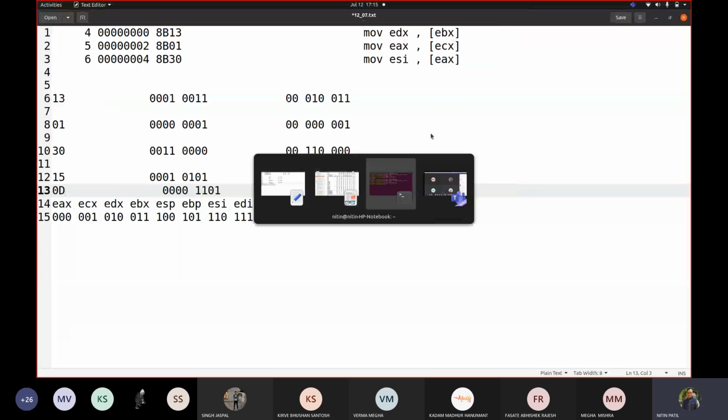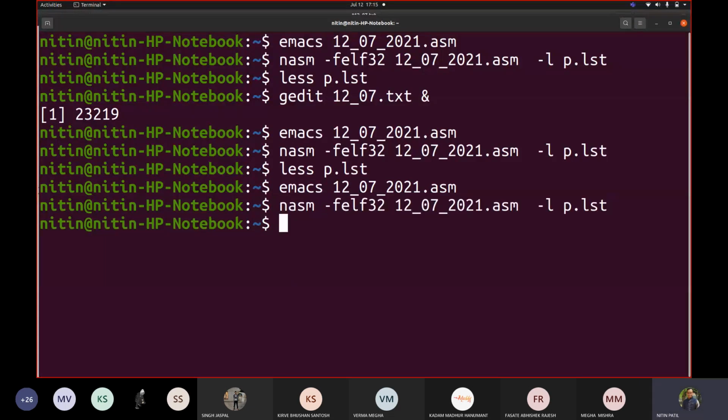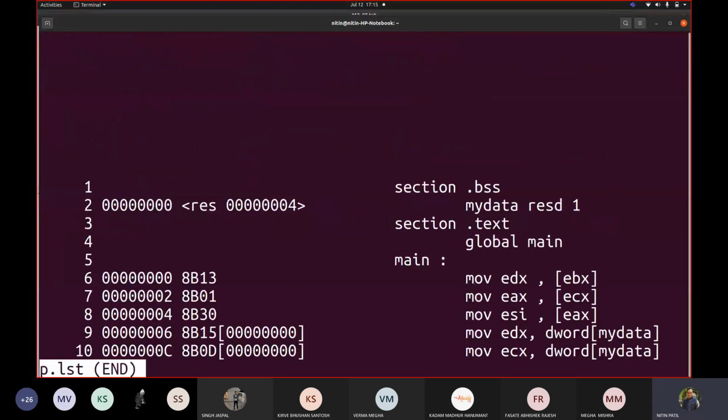So let me translate this code and check the LST. Can you see 0D displayed? How come this 0D was displayed? Because we had ECX here, and we have a 32-bit value represented as data declared either in the data or BSS section, and we are picking a 32-bit value here, a dword. That's why it showed us that way.